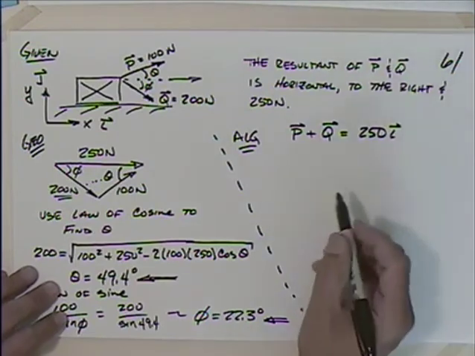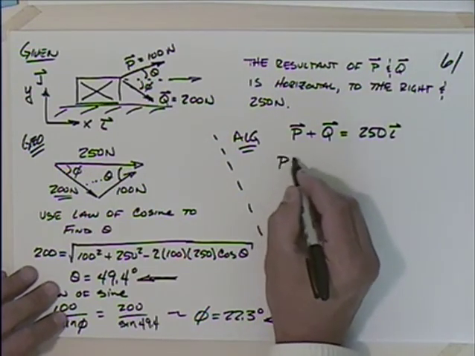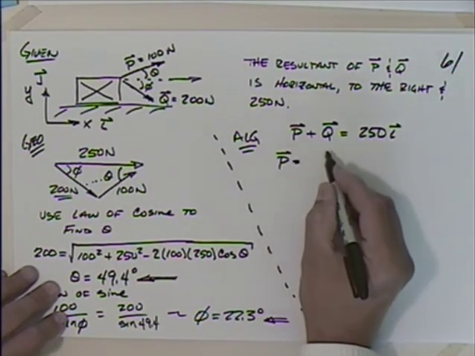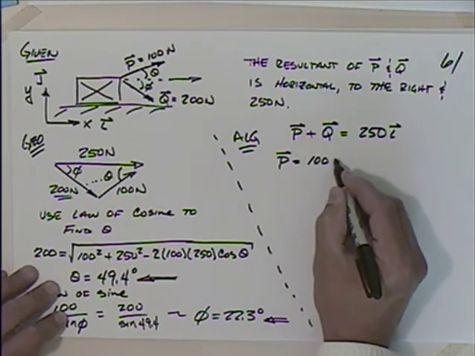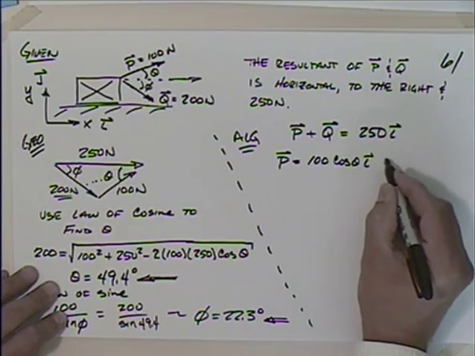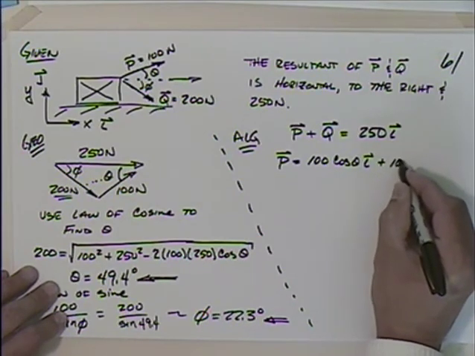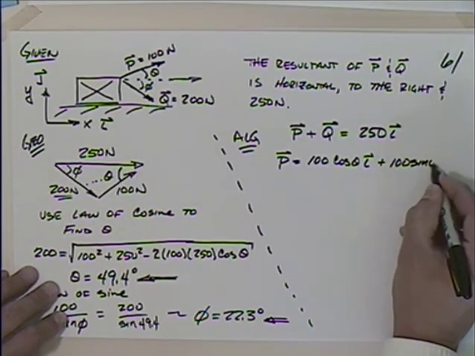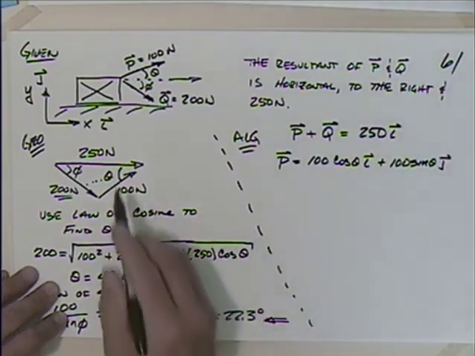Now I could break this up if I wanted to. I could say that P is really equal to 100 times the cosine of theta in the i direction plus 100 times the sine of theta in the j direction. Is that going to work? Yes.